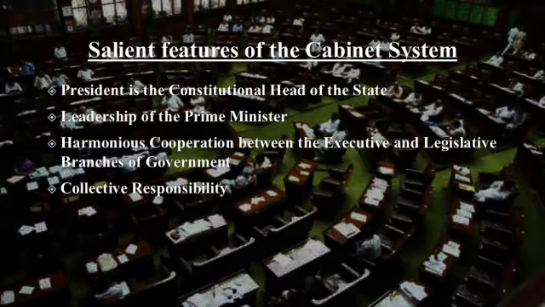The third feature is harmonious cooperation between the executive and the legislative branches of the government. Members of the executive are members of the legislature and take part in its deliberations. They answer questions and defend their policies from attack of the opposition. The next feature is collective responsibility. Once the cabinet has reached a decision, it is the duty of each minister to own it as his own decision. The minister who is unwilling to defend the policy of the government should resign. So these are the features of the cabinet system.